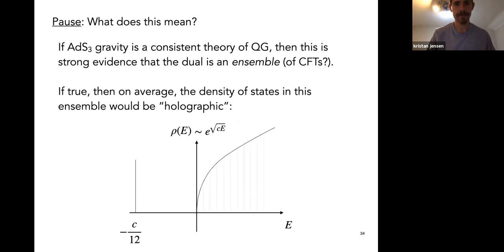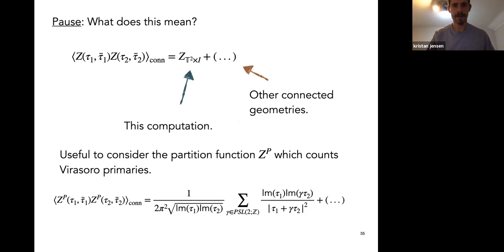Okay, so under the provisional assumption that 3D gravity is consistent and is dual to some ensemble, one might hope that the computation that we've done gives the dominant contribution to the fluctuation statistics of CFT partition functions in this ensemble, at least in some parametric regime of complex structures. One can hope that that is true, and see how far it goes and see what you learn. In general, you would conclude that the connected two-point function of the torus partition function is the thing that we computed plus a contribution from other geometries which smoothly connect the two boundaries.